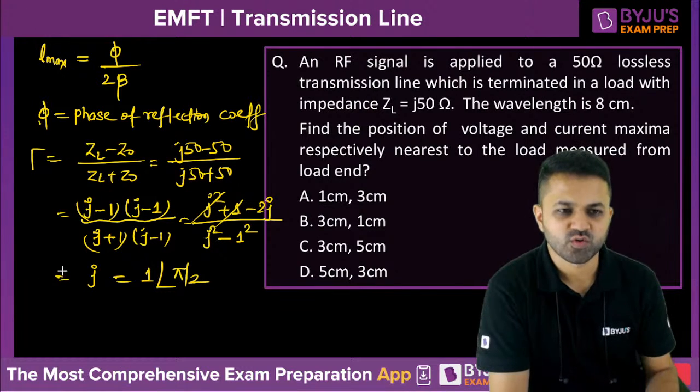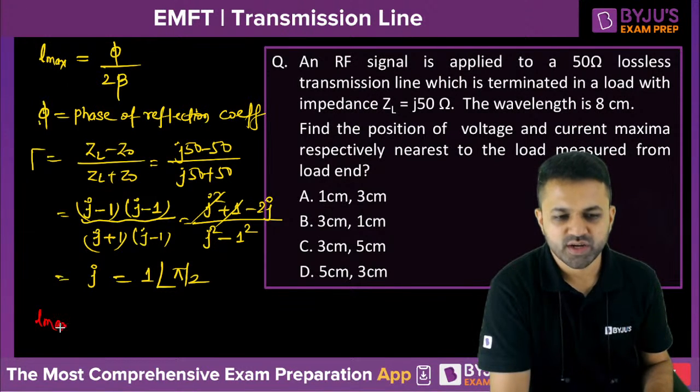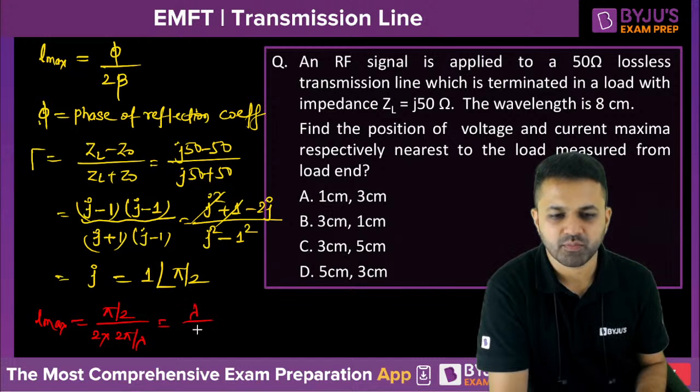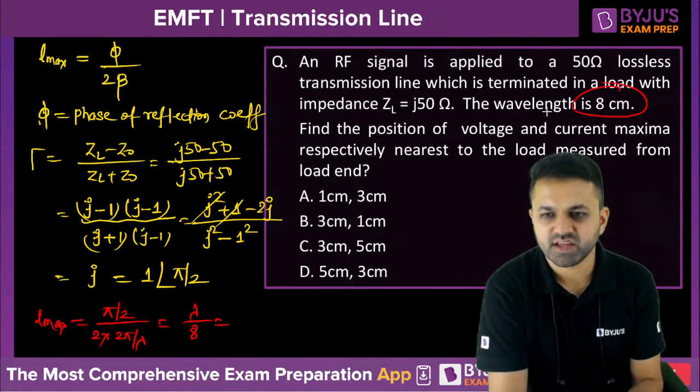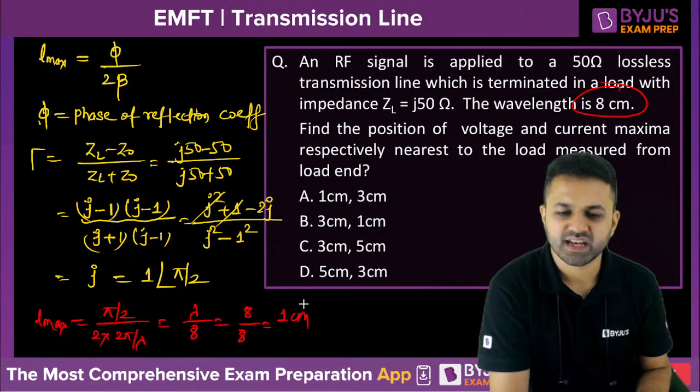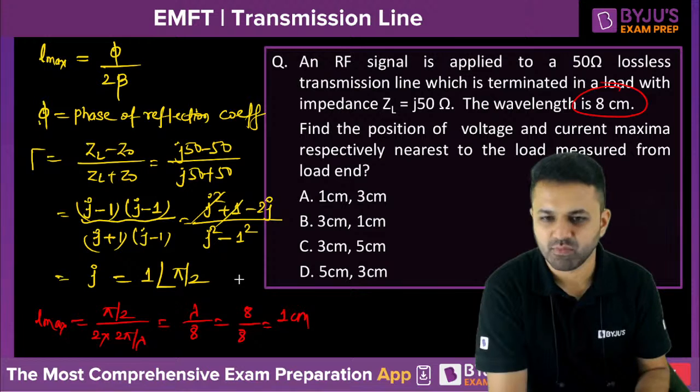Now you want to calculate the maxima. So the voltage maxima will be calculated as pi by 2 divided by 2 into beta. Beta is 2 pi by lambda. So when you solve this, this will be lambda upon 8. What is the value of lambda? The value of lambda is given as 8. So 8 upon 8, we are getting 1 centimeter. So 1 centimeter is the length where the voltage maxima occurs.